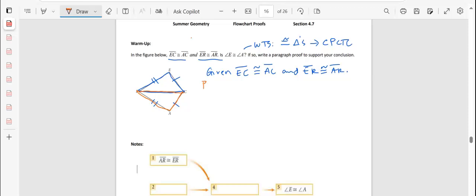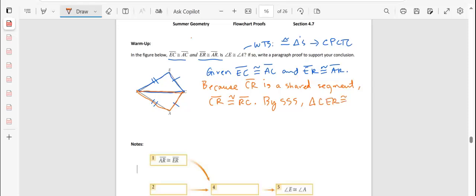Okay, and so we can say something like this. Because segment CR is a shared segment, we could say it like that. CR is congruent to itself. And I'm going to flip it around. And then I can say by side, side, side, triangle CER is congruent to triangle CAR.